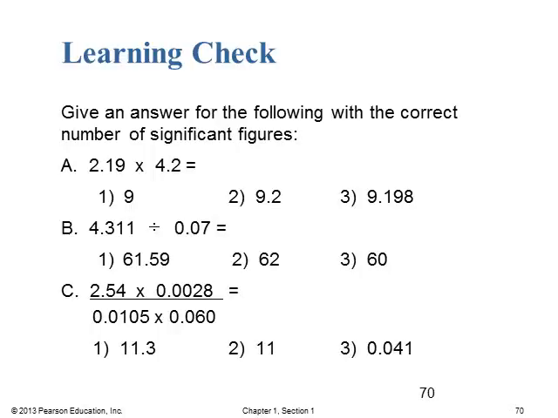Okay, and so here we have 4.311, and that is 4 significant figures, and then we have 0.07, and so that only has 1 significant figure. And so the only number we're allowed to report is choice 3, because that is the only one that has 1 significant figure.